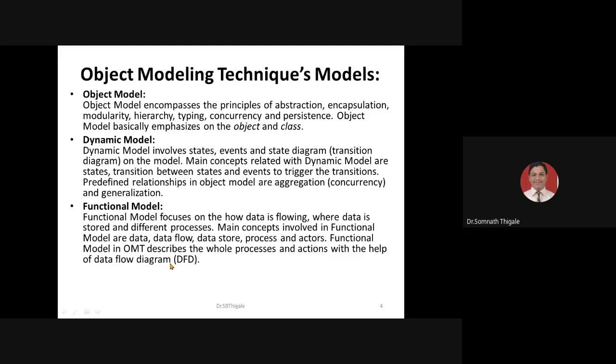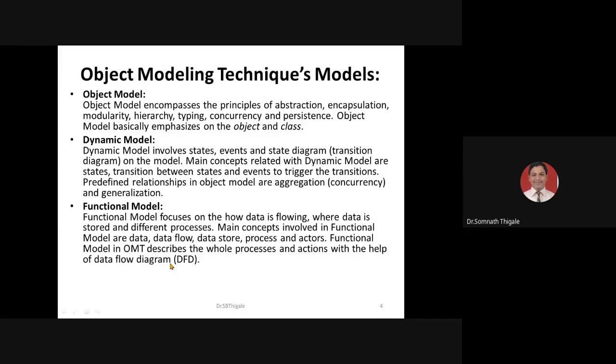Yes, anyone? Difference between model and diagram. Okay, no reply. It means whatever I am telling you, are you getting it or not? I got one reply from Sonia. Okay, very good. So no need to get worried. I'll tell you the simple difference.